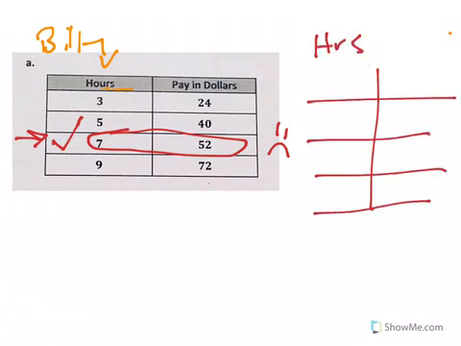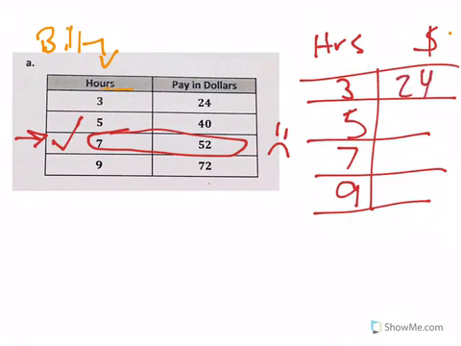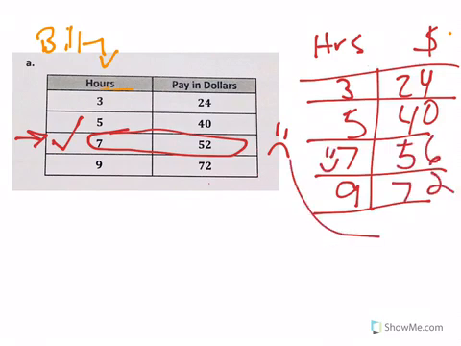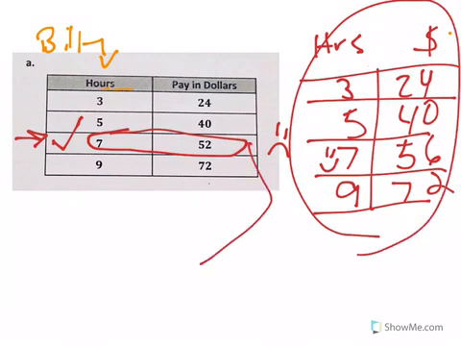We can say hours and dollars. We know 3, 5, 7, and 9 are correct. We know 24 is correct. We know 40 is correct. 7 times 8 is 56. So that is now correct. And now we have corrected our table. We found the error and we corrected it.